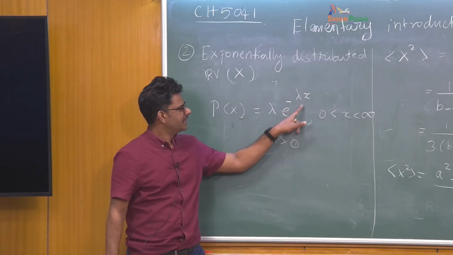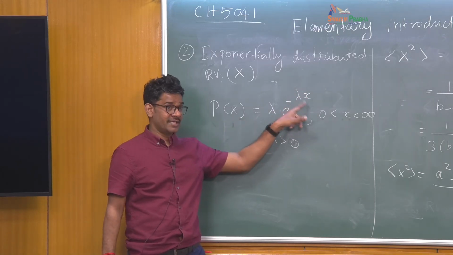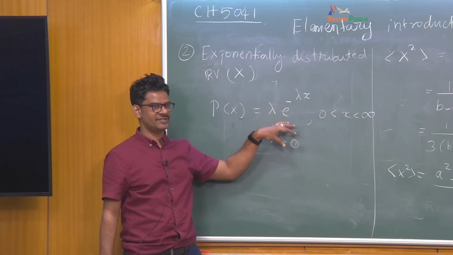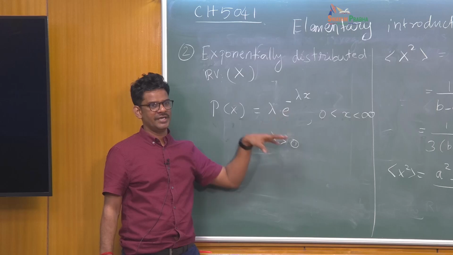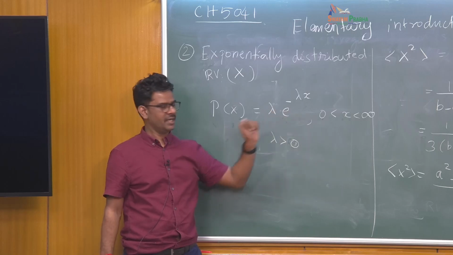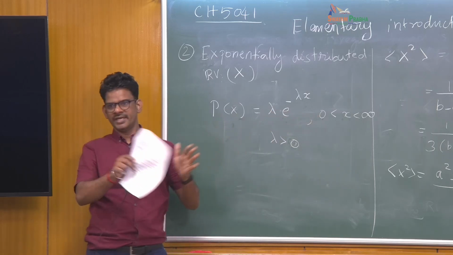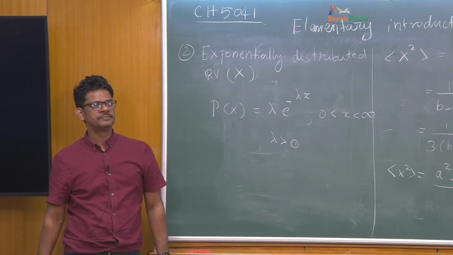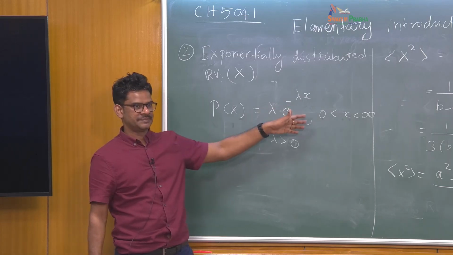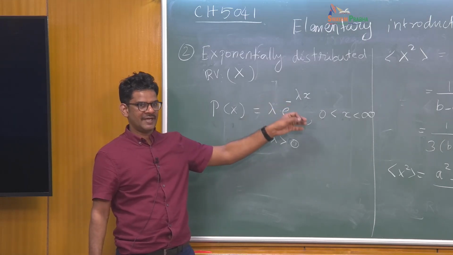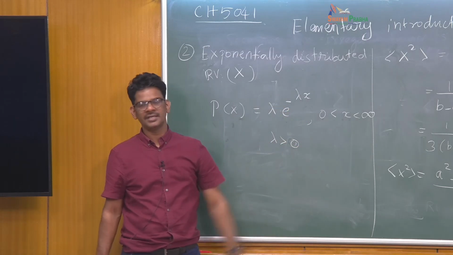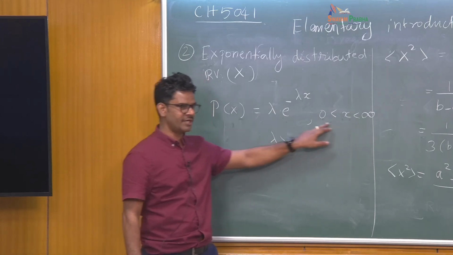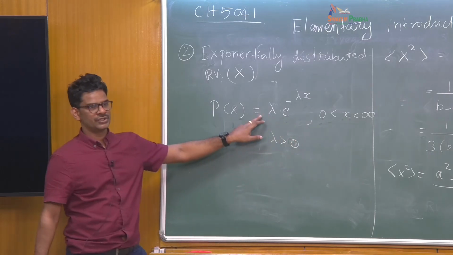What it says is that the smaller x values are more likely to happen than the larger x values. Okay, this is one of the first examples of an unevenly distributed random variable. In the previous case we said that over the range a to b all values are equally likely, but here we give a weightage. The smaller x values are more likely to happen than the larger x values in the range 0 to infinity. So the range is mentioned and the probability distribution is also mentioned.